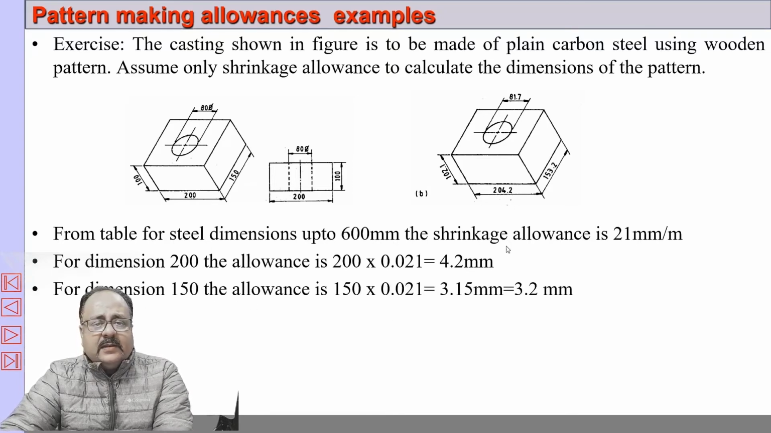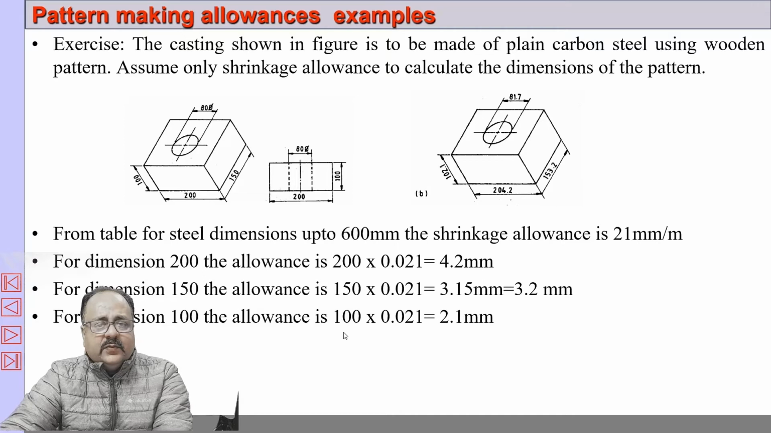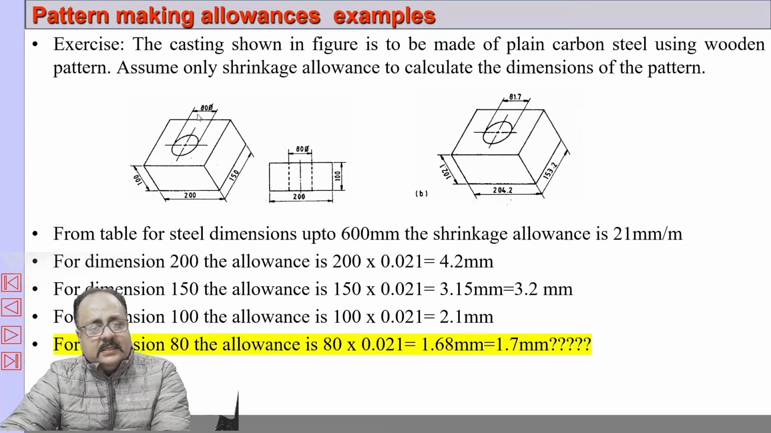Likewise, the other dimensions, that is 150, will be 153.2, and this will be 100.2. Now there is a hole here. Because there is a hole and it will shrink, we will make the size of the hole slightly bigger, and it will shrink and come to its original size. So the dimension of the hole will be 80 plus 80 into 0.021, that is 81.7 mm.